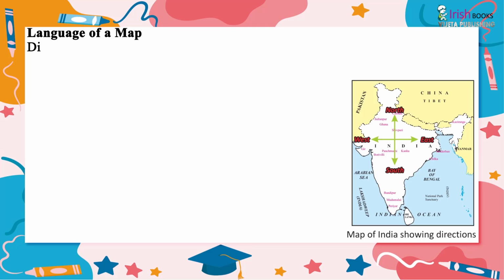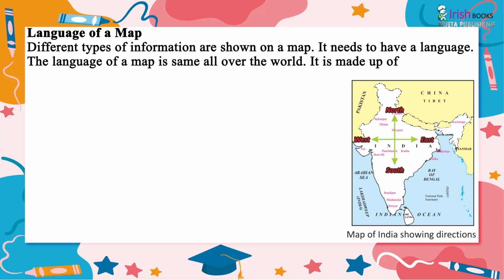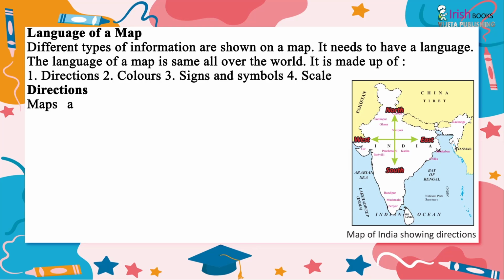Language of a map. Different types of information are shown on a map. It needs to have a language. The language of a map is the same all over the world. It is made up of 1. Directions, 2. Colors, 3. Signs and symbols, 4. Scale. Directions.